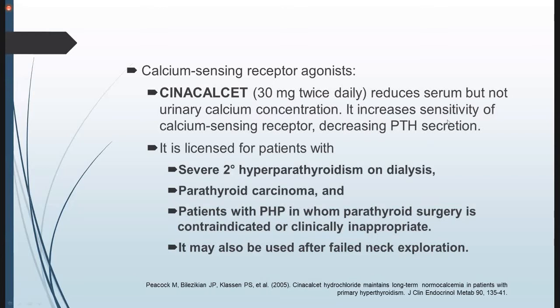It increases the sensitivity of the calcium sensing receptor, and thus it helps in decreasing the PTH secretion in the parathyroid gland. So it is indicated or licensed for use in patients with severe secondary hyperparathyroidism who are on dialysis, patients with parathyroid carcinoma, patients who have primary hyperparathyroidism but in whom parathyroid surgery is contraindicated or clinically inappropriate. It may also be used after failed neck exploration.